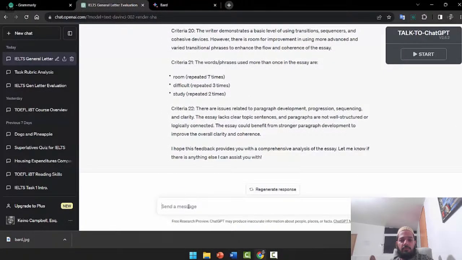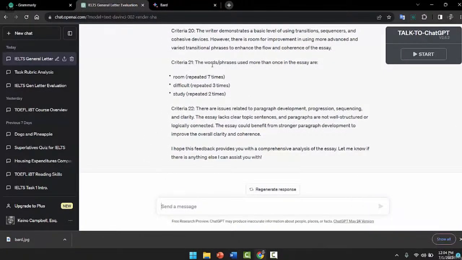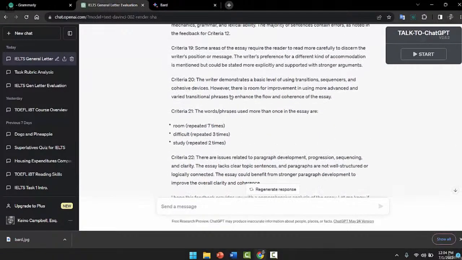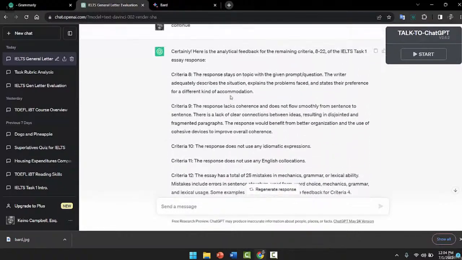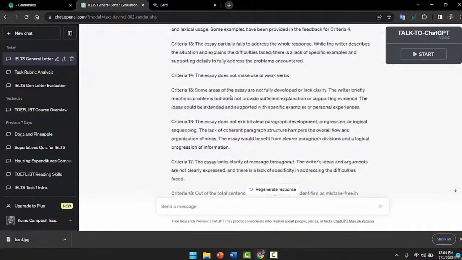So look, it's going through all of this information. For example, in criteria 21, it's telling me how many words or phrases are used more than once. The word rooms repeated 7 times, difficult repeated 3 times. So this is telling you that you need to use more paraphrasing and synonyms, but it walks through all the different criteria, right? All this criteria of evaluation. So you're able to really get back a lot of helpful information.